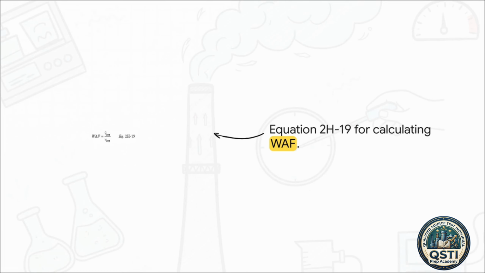And here is the grand finale equation we're writing up, Equation 2H-19. To find your calculated wall effects adjustment factor, your actual WAF, you just take that brand new adjusted velocity we just found and divide it by the original unadjusted velocity. Boom. Done. You have officially derived your own highly accurate adjustment factor straight from your field data.